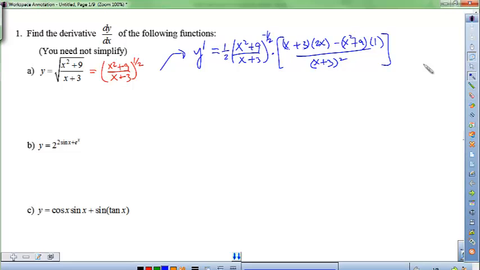There is, however, another way to approach this problem, and that is, before taking the derivative right away, it might be beneficial to take the ln of both sides. This is the logarithmic differentiation way of doing things. And so you would have ln of y is equal to the ln of (x squared plus 9 divided by x plus 3) all raised to the 1/2 power.